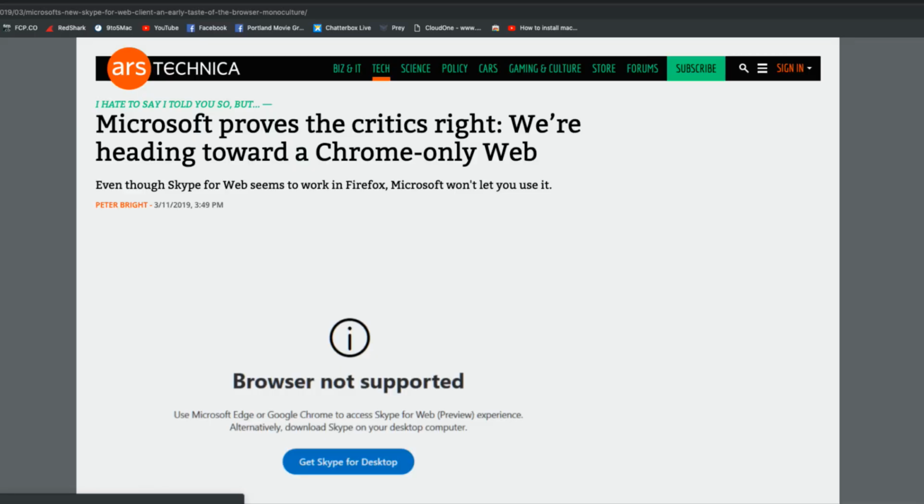We're actually going to do two topics as one because they're very related. I've talked about Microsoft using Google Chrome's engine, Blink, instead of their own for Edge, and I found an article from Ars Technica that goes in depth, which I'm going to talk about: "Microsoft proves the critics right. We're headed toward a Chrome-only web." That may explain the reasons why Microsoft is going this route instead of developing their own Edge rendering engine. So we're also going to talk about that.